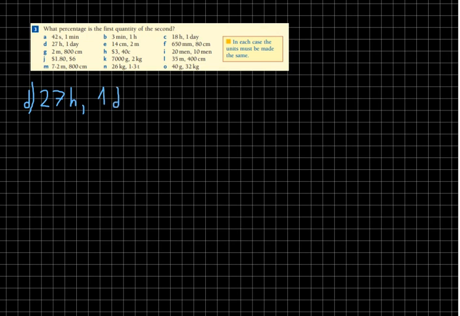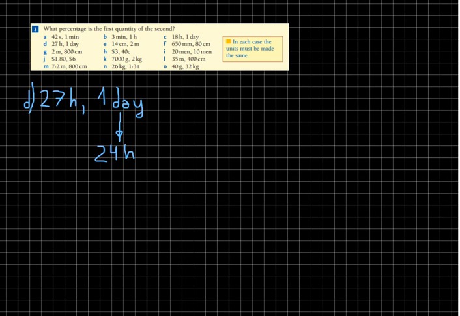Okay, first of all, we must take a look at something really important here, and it's right here. It says, in each case, the units must be made the same. And here, as you can see, we have a time in hours and a time in days. So we must change both times into hours or both times into days. I'd rather do that with the days. I'm going to change that day into hours, and don't forget that one day is equal to 24 hours. So our new exercise is going to be: what percentage is 27 hours of 24 hours?